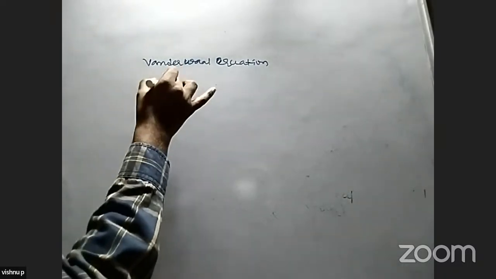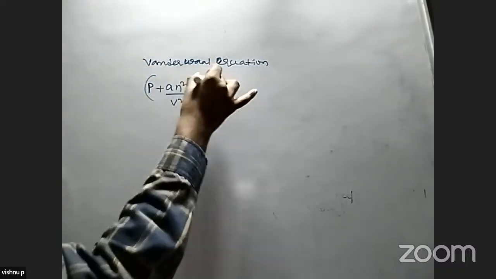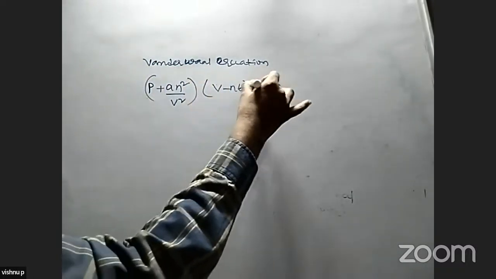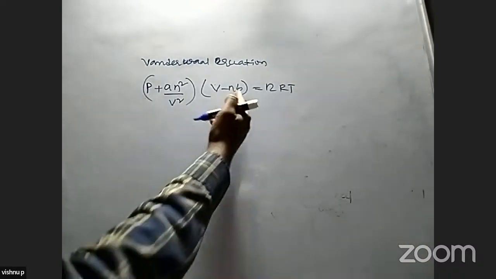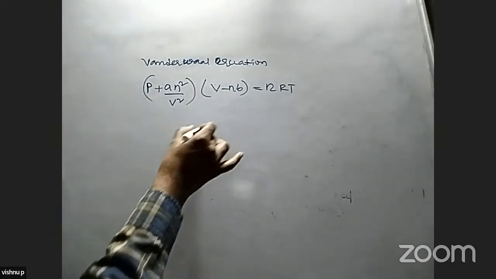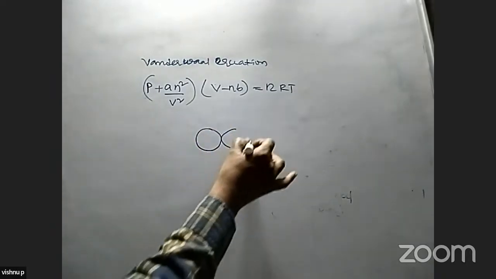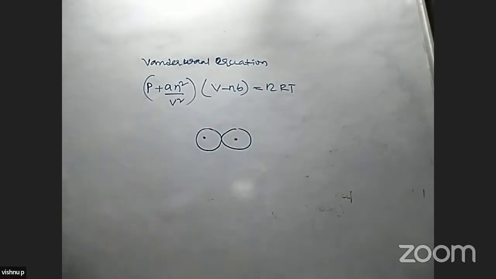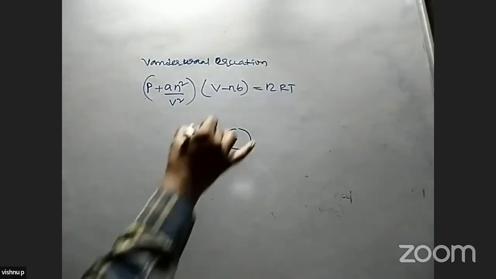So according to the Van der Waals equation, (P + an²/V²)(V - nb) = nRT. This is called the Van der Waals equation. What is B? B indicates the restricted volume, meaning some volume is not available for free movement of gas molecules. This is a gas molecule. Some space is not available for free movement of gas molecules.